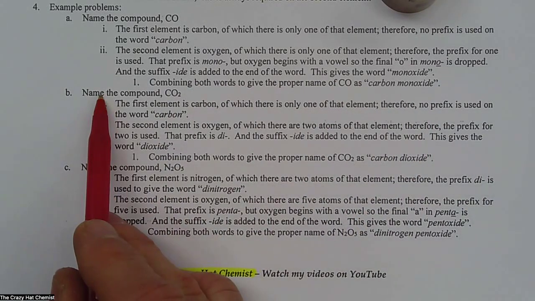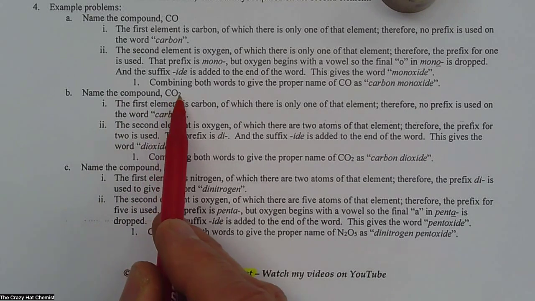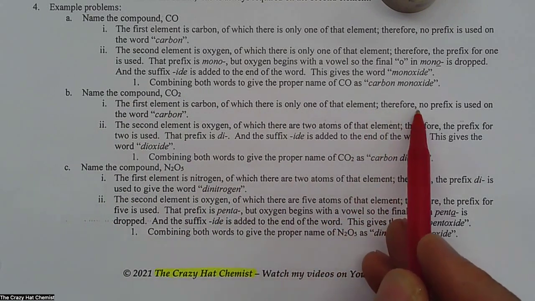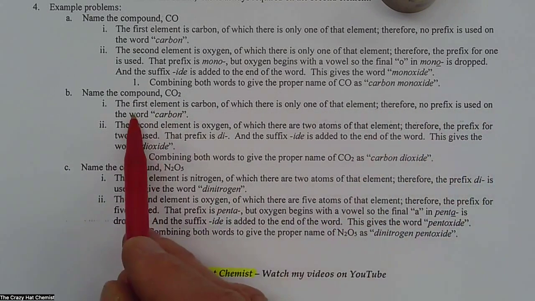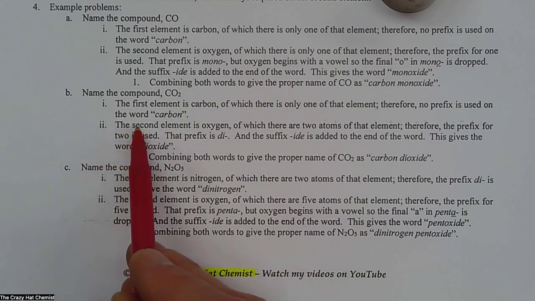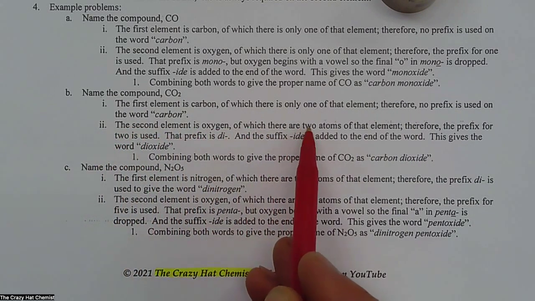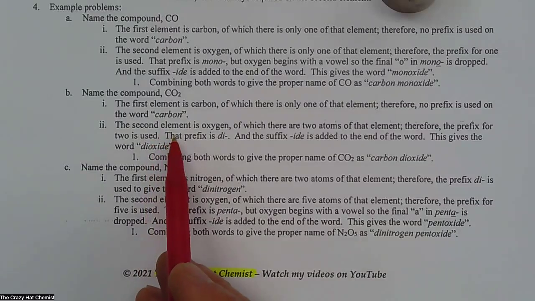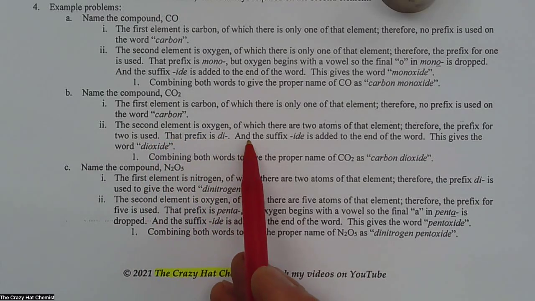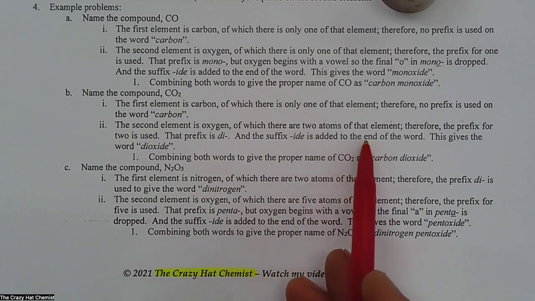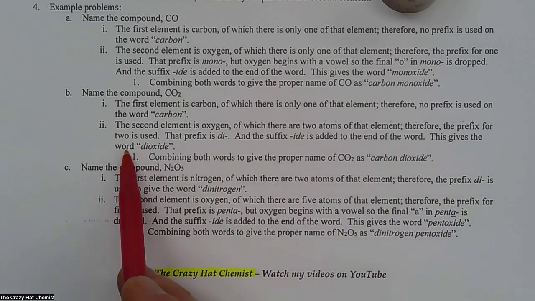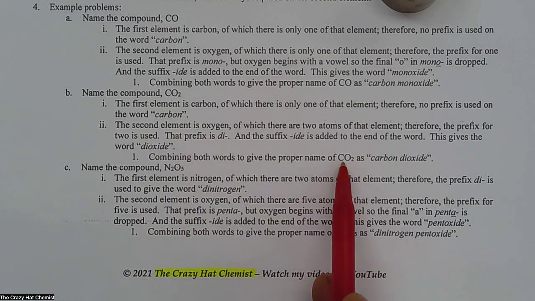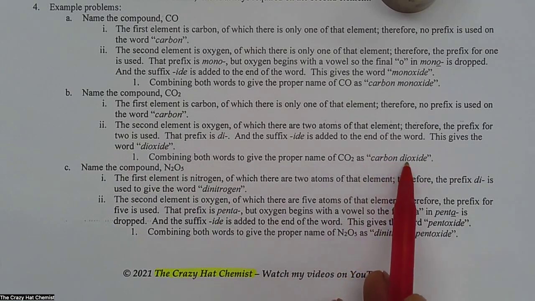Awesome. Name B. Name the compound CO2. The first element is carbon, of which there is only one of that element. Therefore, no prefix is used on the word carbon. The second element is oxygen, of which there are two atoms of that element. Therefore, the prefix for two is used. That prefix is di, and the suffix IDE is added to the end of that word. This gives the word dioxide. Combining both words gives the proper name of CO2 as carbon dioxide.